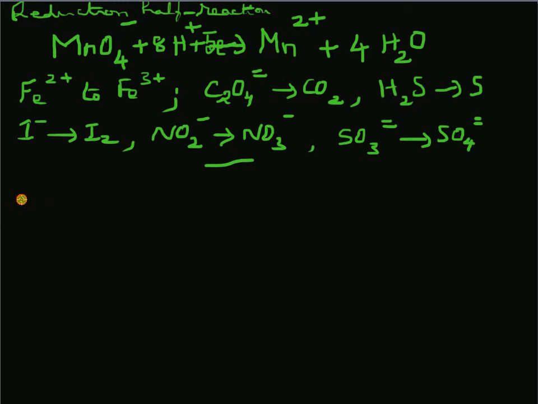So, the first one will be Fe2+ to Fe3+, which is very simple. You can write it on your own immediately. So, how do you balance the charges? By adding an electron here. In oxidation reactions, an electron is removed, and the electron comes on the right side. In the reduction reaction, the electron is on the left side.